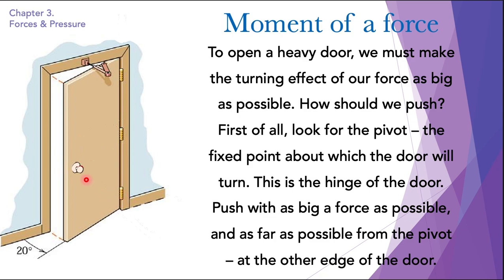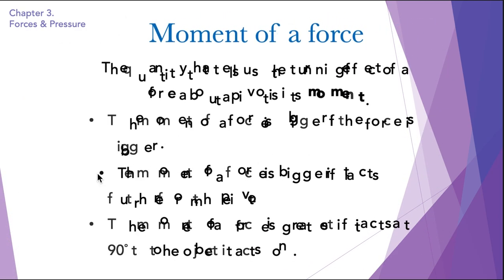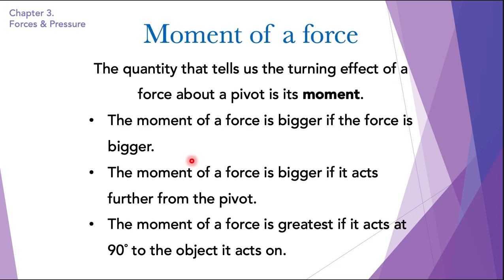So we're going to push with as big a force as possible and as far as possible from the pivot, at the other edge of the door. That's why the door's handle is also fitted here. So to have a big turning effect, the person must push hard at right angles to the door. Pushing at a different angle gives a smaller turning effect. So the quantity that tells us the turning effect of a force about a pivot is its moment. And the moment of a force is bigger if the force is bigger.